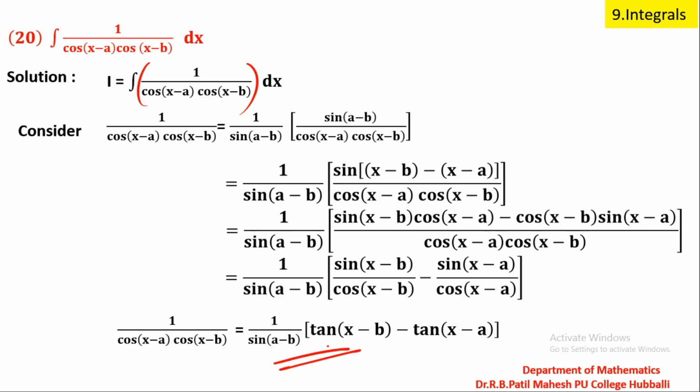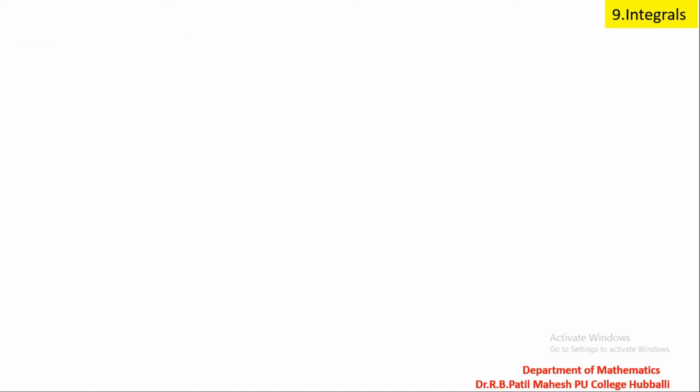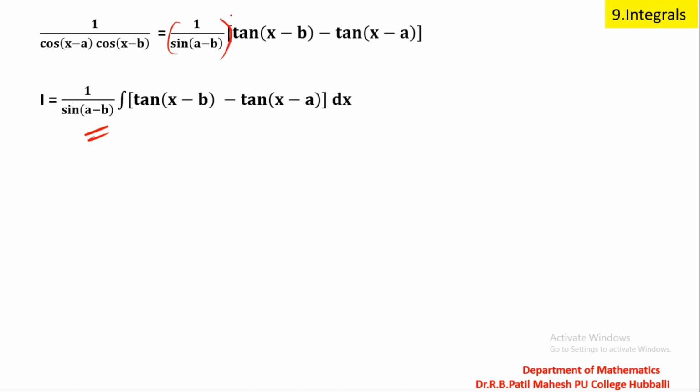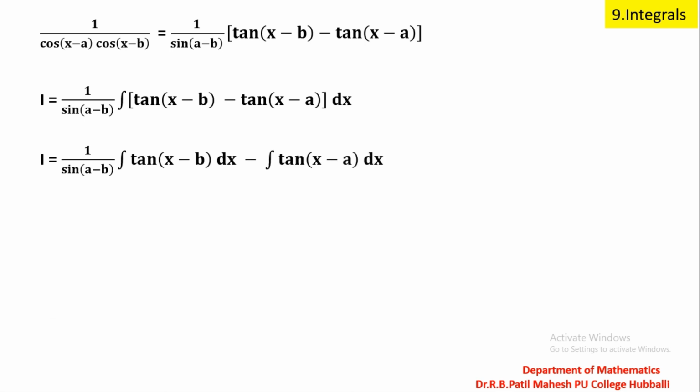So now I am going to take it to the next step, the same step I am keeping here. Integrating on both the sides, so that I will get 1 upon sin of a minus b as a constant as it is, and integration of tan of x minus b and tan of x minus a. Taking integration for both, integration of tan of x minus b minus tan of x minus a. Remember, integration of tan x is log of mod of sec x plus c.